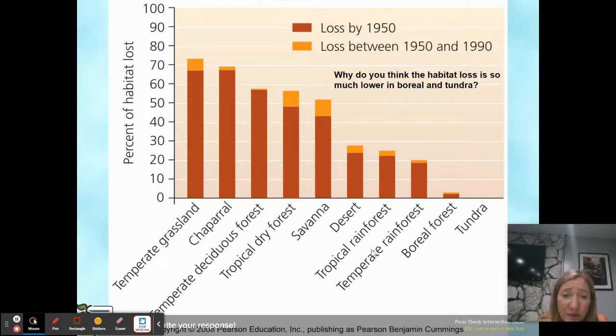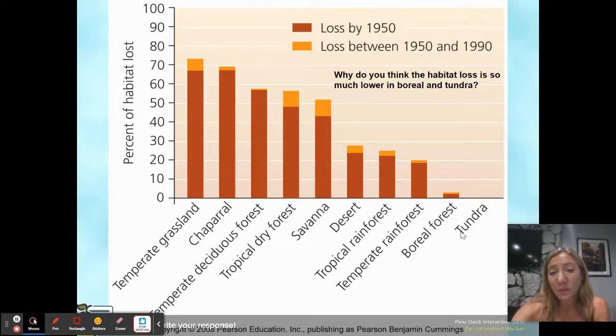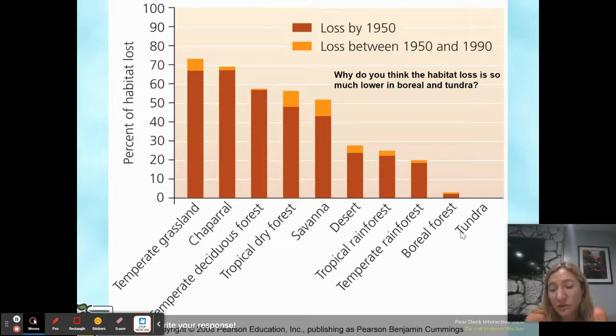So tropical rainforest is kind of a later hit. I think you'll find that if this were expanded beyond 1990, we're seeing a bigger range now than we did before. So the question on here is, why do you think the habitat loss is so much lower in the boreal and the tundra? And we haven't gone specifically into biomes, but the logical answer is that those aren't environments where humans want to live. Therefore, we don't need to destroy them.